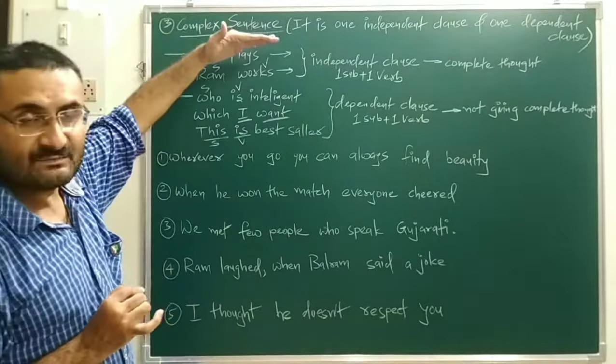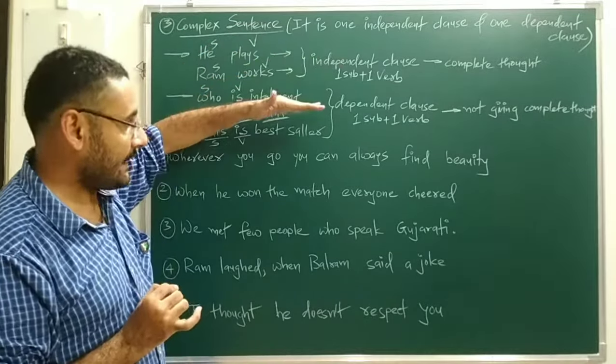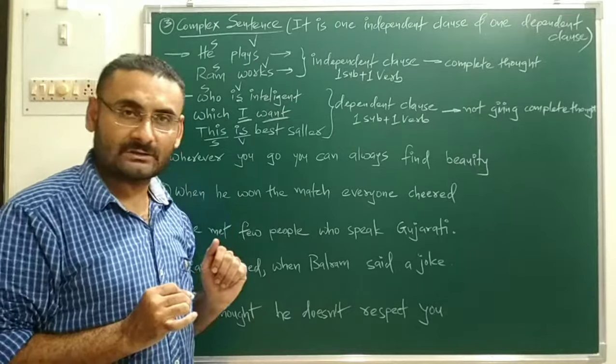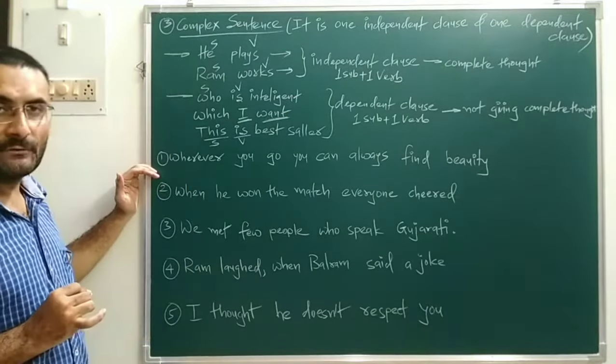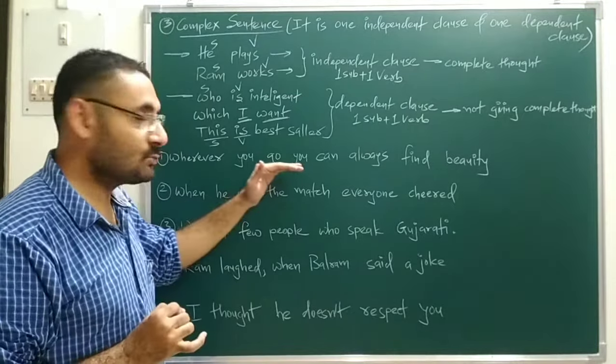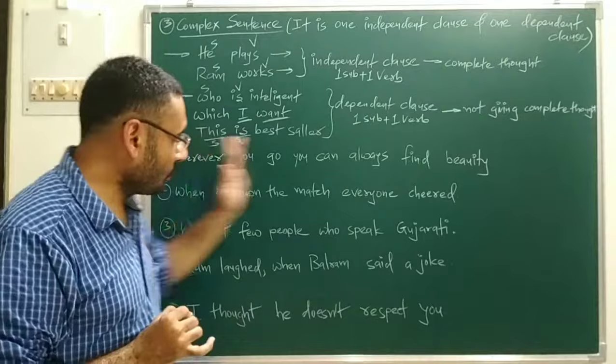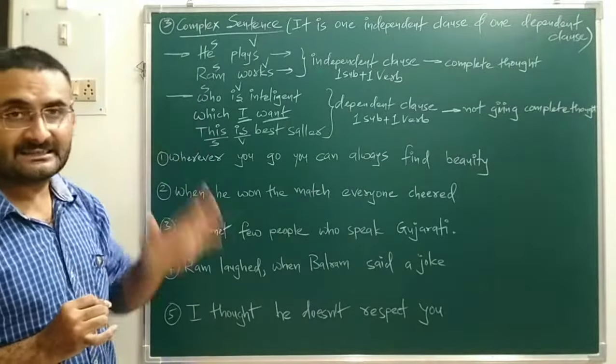And complex sentence means what? Such a sentence in which one independent clause is there and another one is a dependent clause. So now we'll see the example of complex sentences. First one is: Wherever you go, you can always find beauty. Now this whole sentence is known as a complex sentence.